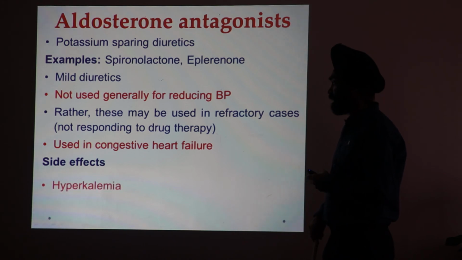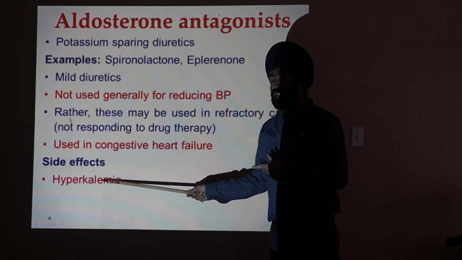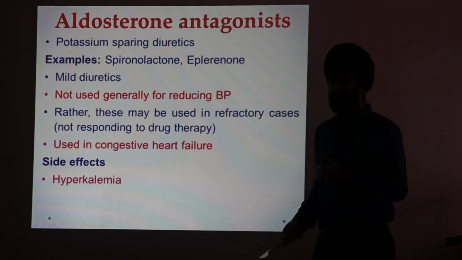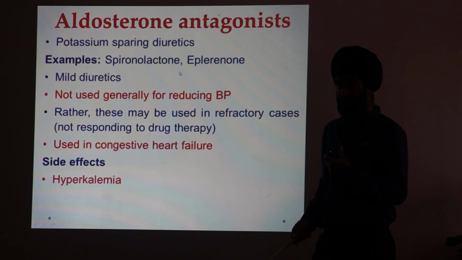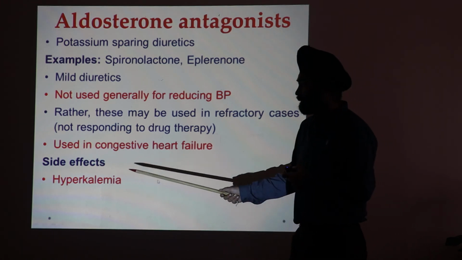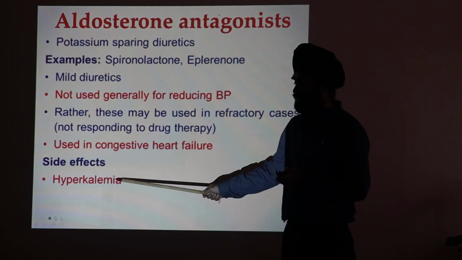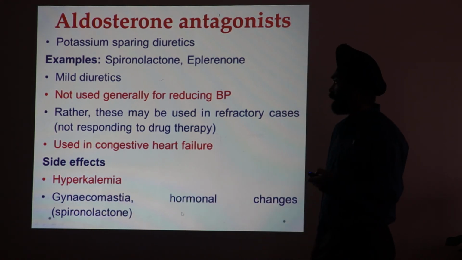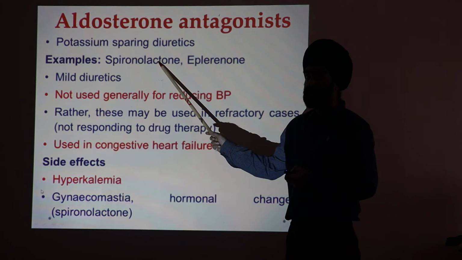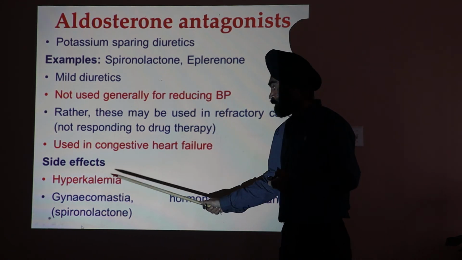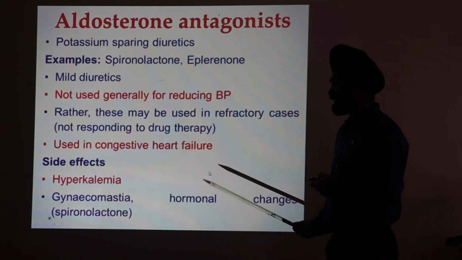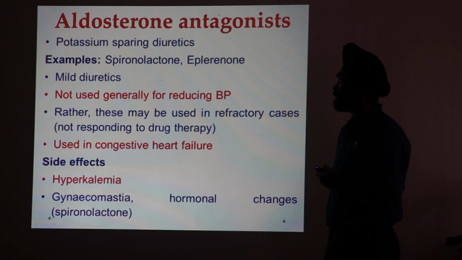Side effects: hyperkalemia. Opposite to other categories of drugs, furosemide and thiazide, which reduce potassium, it produces hyperkalemia. So this should be monitored. Now spironolactone has some other problems. It has some hormonal problems. It may produce gynecomastia, hormonal changes, hirsutism, these kinds of things.